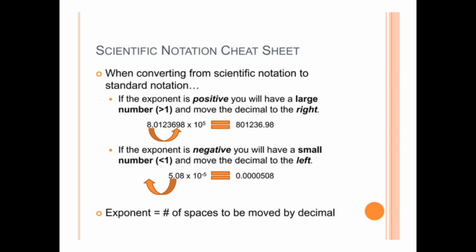So you are going to have 801236.98. Now, if the exponent is negative, that means the number is smaller, less than 1. You move the decimal to the left. So with 10 raised to the power minus 5, you are going to have 0.0000508. Please look at it very critically again, and see how we did that.